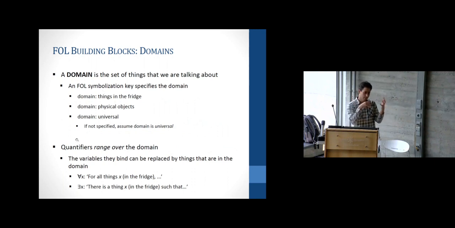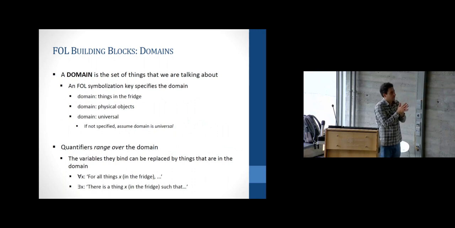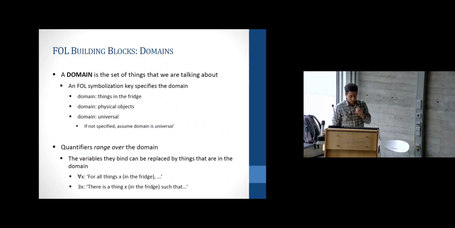Quantifiers get their interpretation from the domain, right? Now, when I specify a domain and I say for all x, what I actually mean is for all things x in the domain, in the fridge, for example. Or there exists a thing x in the fridge such that. So another way to think about it is when we talk about all things or there exists a thing, it's always relative to the domain specified in the symbolization.